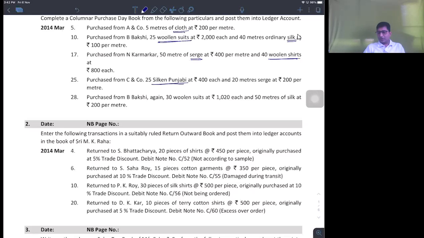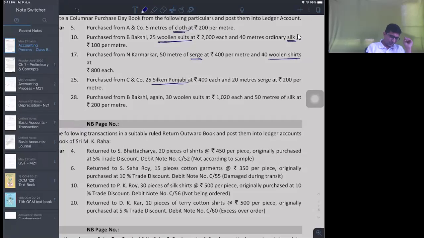So we have to prepare a columnar purchase book, which means what? We'll be requiring the columns as date, invoice number. Here they have not given the invoice number. Still we'll be preparing it. Particulars, the total amount of the transaction. Then the 6 different columns will be there for cloth, woolen suits, silk, serge, woolen shirts, and silk in Punjabi. Am I right? So in all, we'll be having 10 columns in here for the purpose of preparing this particular columnar purchase day book. Am I right? Yes or no? Okay. So let's talk about that.